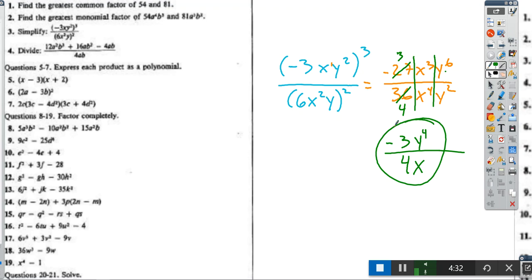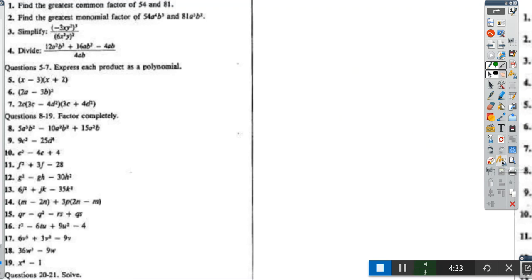Question number 4. We're going to divide. So we have 12a squared b to the, it's hard to read on the board, third. It's gotten so fuzzy. Plus 16ab squared minus 4ab. And I'm going to divide this whole thing by 4ab.